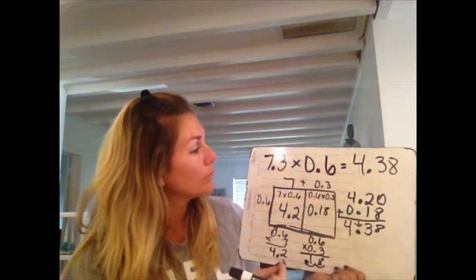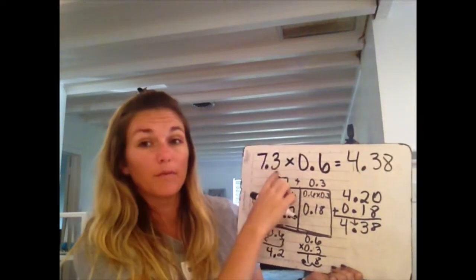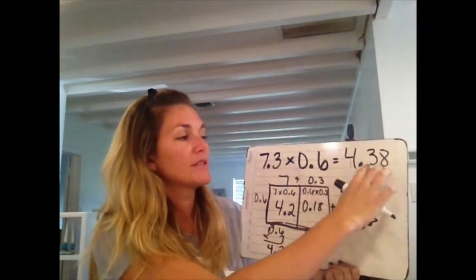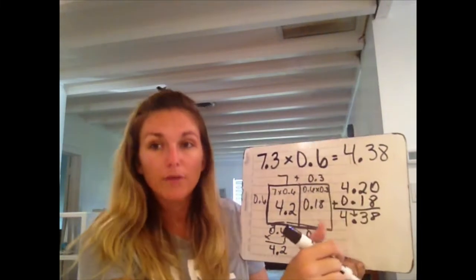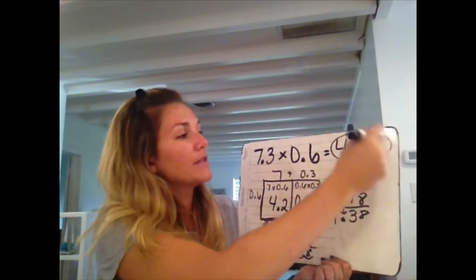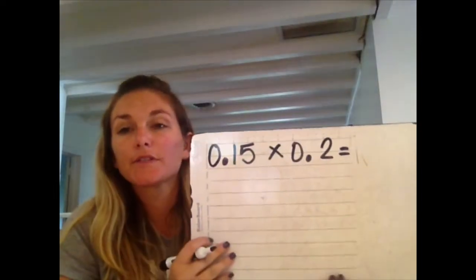I think about my rule, and I have a tenth, a number with a digit in the tens place, times a number with a digit in the tens place, which means I should have something to the hundredths. So I'm following my rule, and there's my answer. Okay, so we're going to try another one. All right, guys, this one is for you to solve on your own.